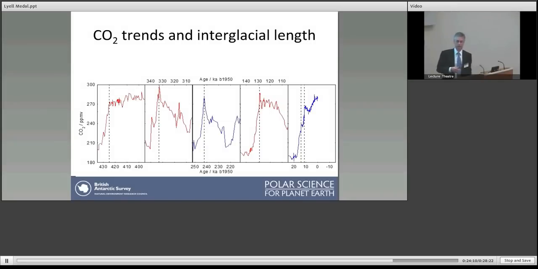So myself and various other colleagues are still trying to work on this. One of the ideas that I personally have is that it may well be something to do with the beginning that's determining the length of the interglacial, and that may be determined by what happens during the termination.